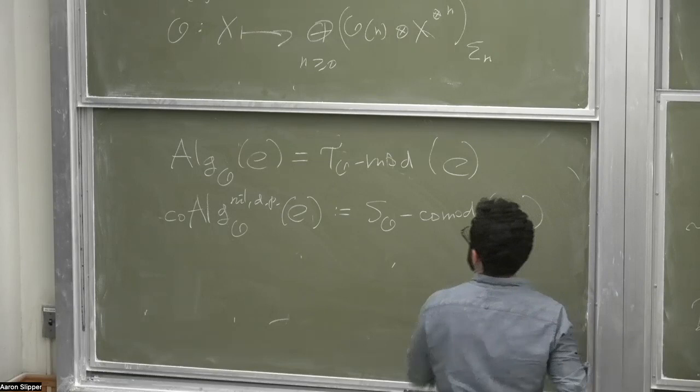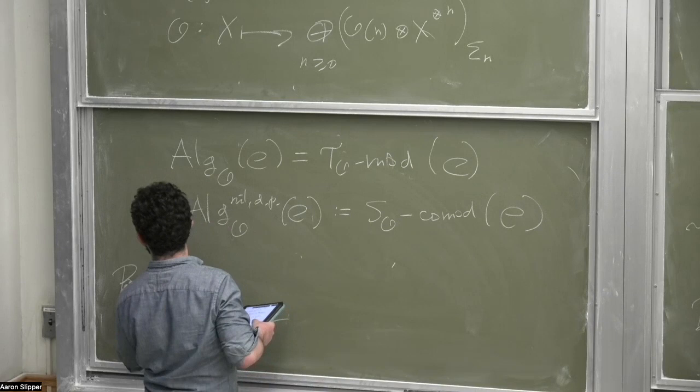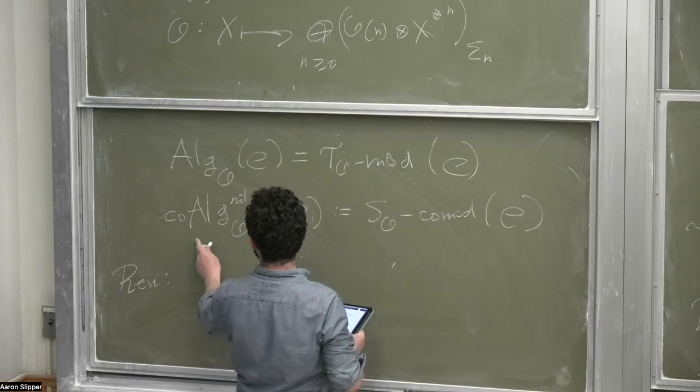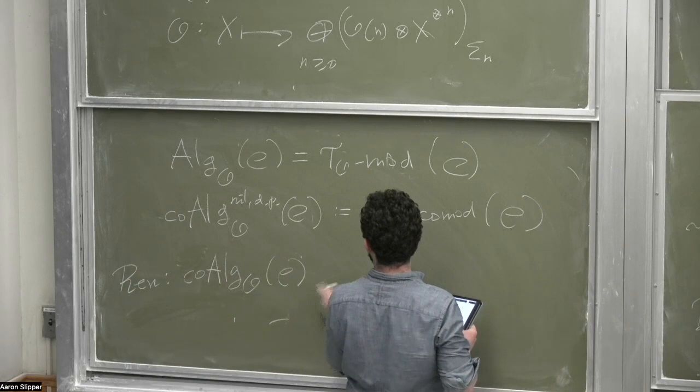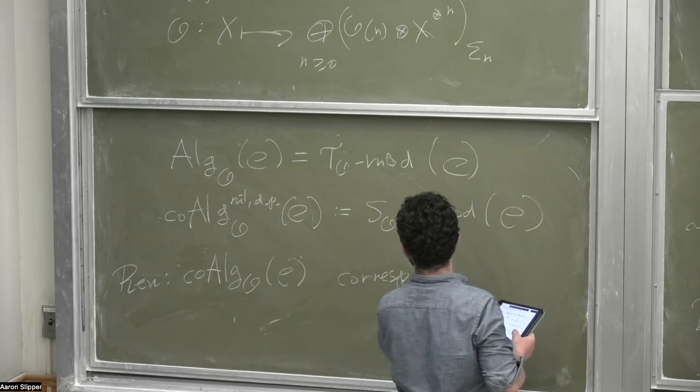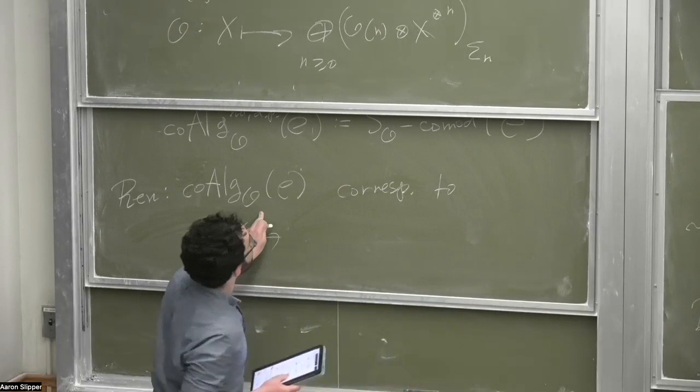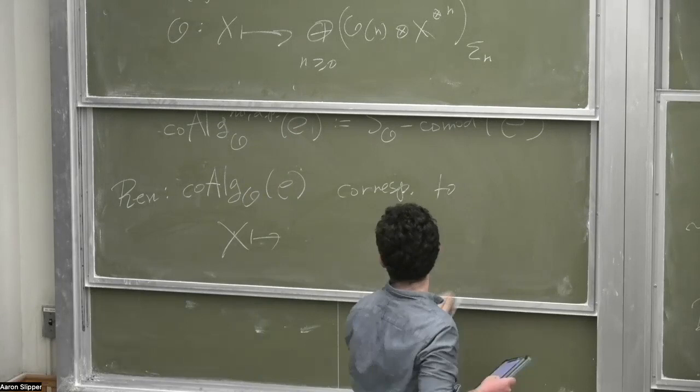And a small remark about this, I guess it's going to be worth it. We can also define the category of coalgebras with divided powers of C, and that will correspond to X goes to a product. So if we take coalgebras, in principle, we're supposed to dualize everything here. So direct sum is supposed to become product, coinvariants is supposed to become invariants. So that's all of it.